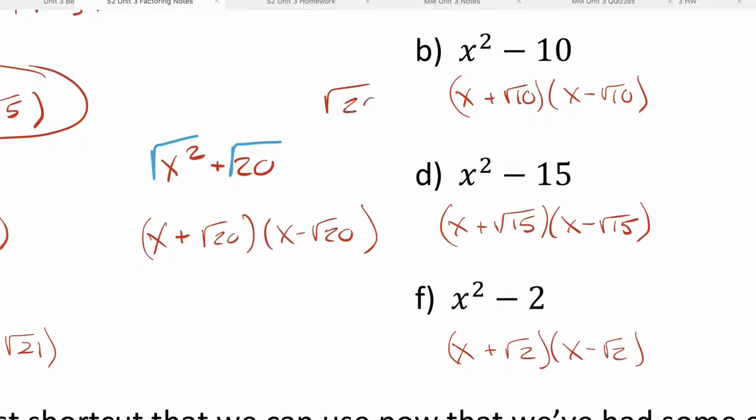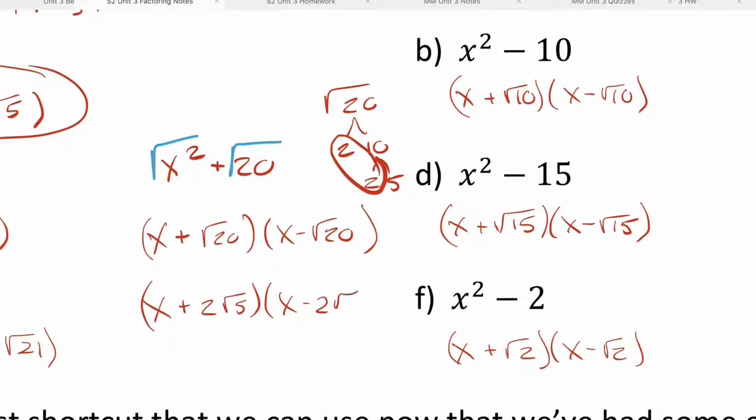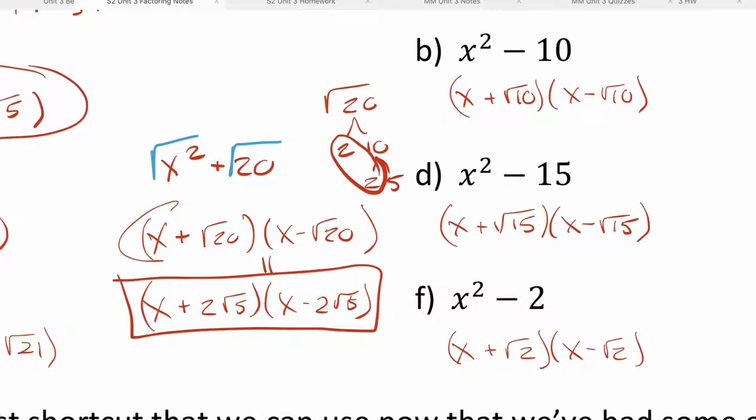Like the square root of 20, we could do a factor tree that gives us 2 and 10, and 2 and 5. And then the 2's would come out, the groups would come out. So really we could rewrite this as x plus 2 square roots of 5 and x minus 2 square roots of 5. I mean, these are equivalent, but this is not fully simplified. So this would be a better solution.